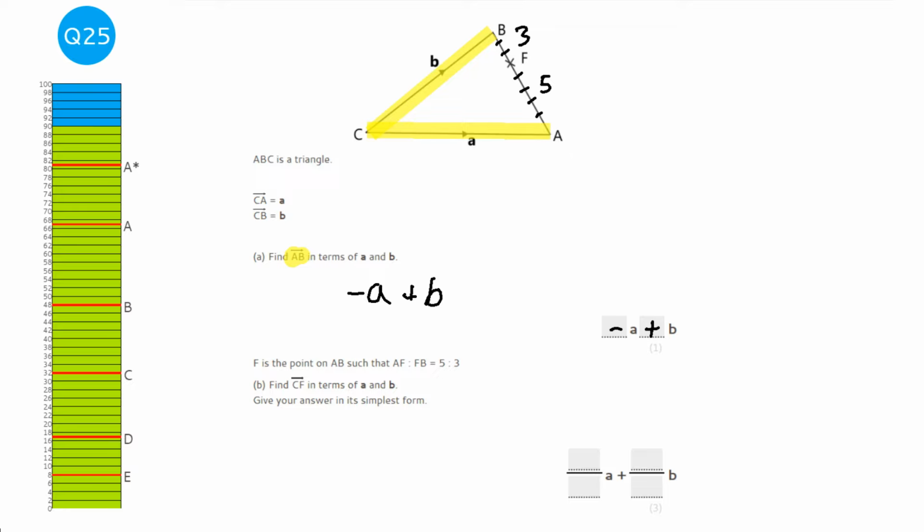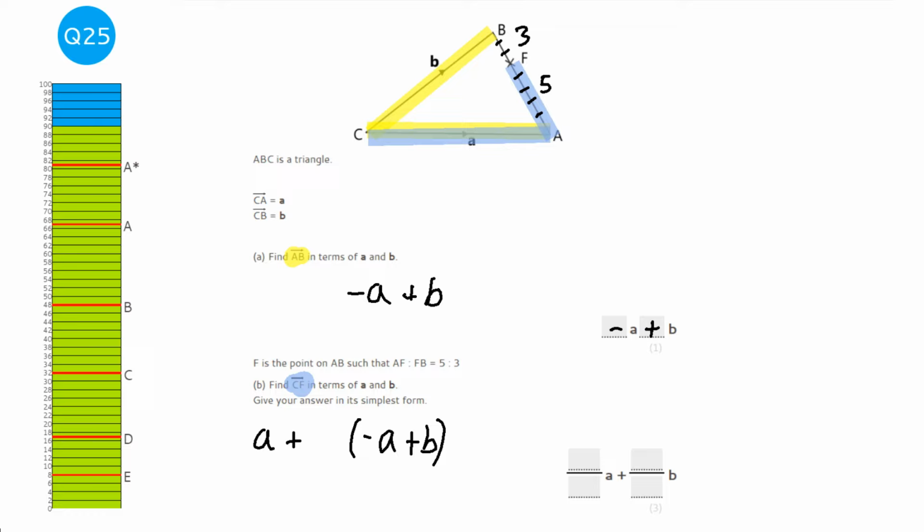Now it says that it wants us to find CF. Now CF is this road here. So we start at C, and then we go across to A and then up to F. Now you could do it the other way, and either way is fine. So we're going to start off by going down the road A, and then we're going to go down the road that we went down before. So the minus A plus B. Okay, because we know the name of road AB.